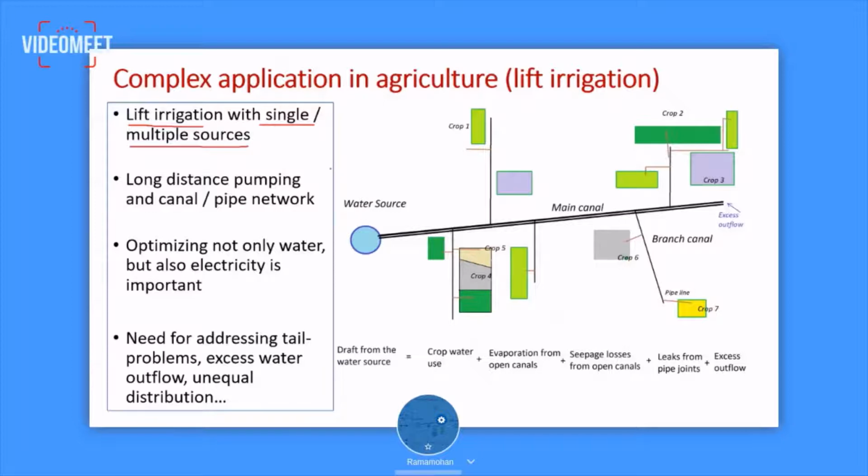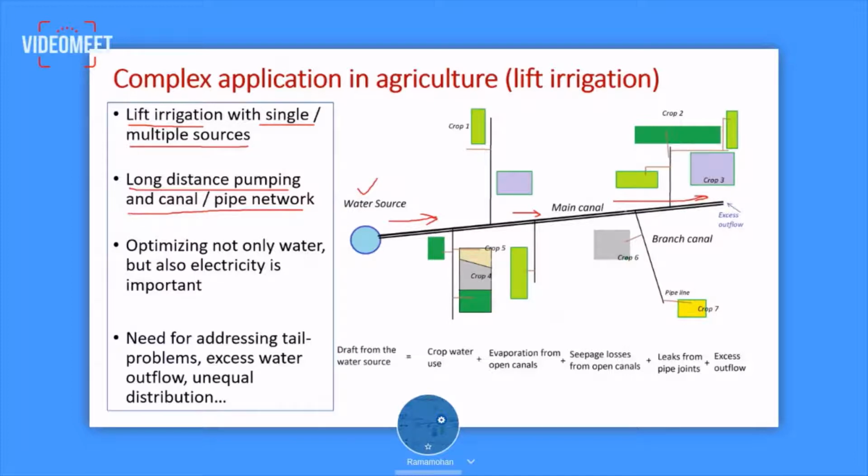But within this very simple case, let us say that there is a single water source, and water is being pumped out from that and then put into this canal, which is a main canal. It is an open canal and it carries water to the agriculture lands. The length of this canal is approximately 2 to 3 kilometers long. So it is a long distance pumping, and a network of pipe and canal combinations are there here.